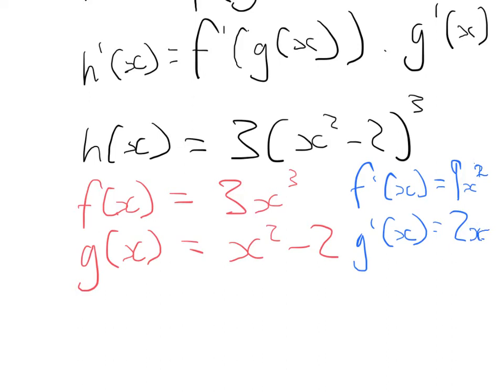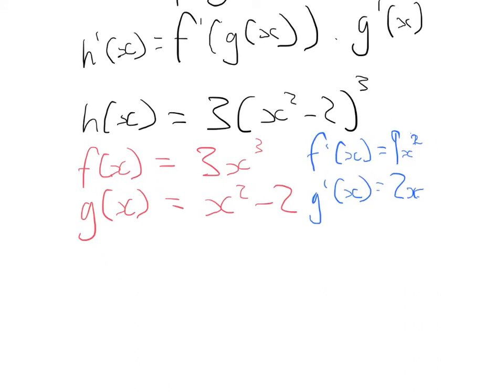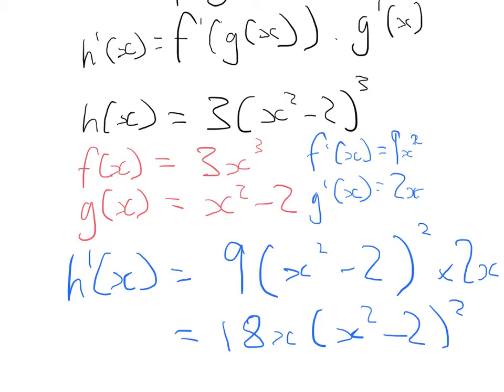Okay, so our rule is that h dash of x equals, well, first of all, f dash of g. So 9 lots of x squared minus 2 squared times g dash of x, 2x. So altogether that's going to be 18x times x squared minus 2 squared. Now we could expand that, but that's a fine answer there.